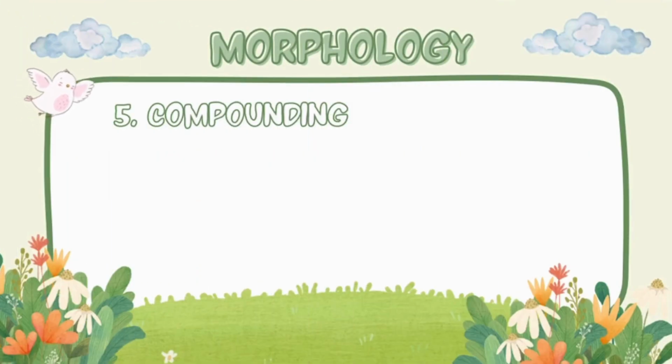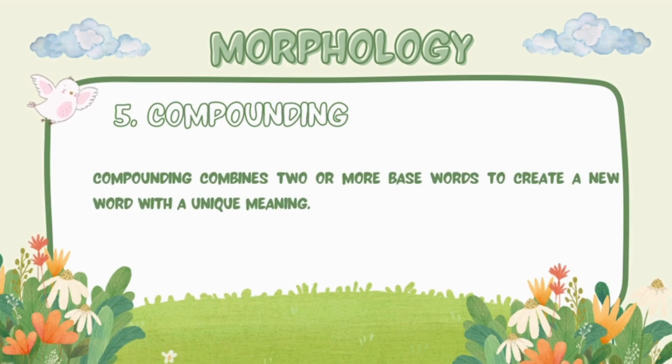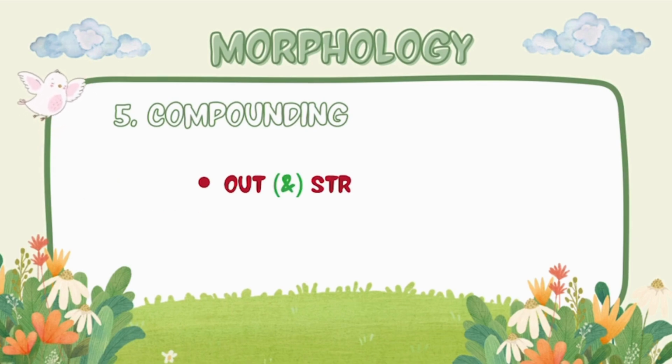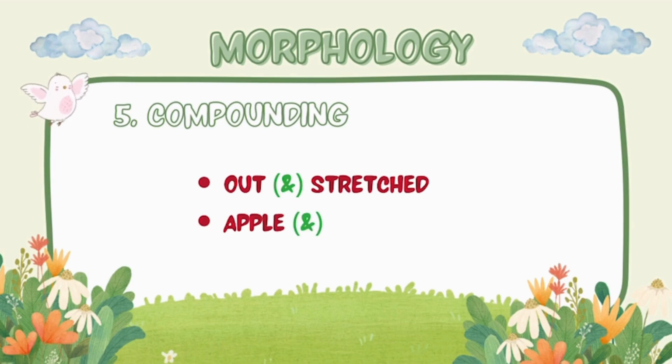Let's move on to compounding. Compounding combines two or more base words to form a new word with a unique meaning. For example, "outstretched" combines "out" and "stretched" to describe the foe lying fully extended. "Apple bright" pairs "apple" and "bright" to symbolize a tempting yet poisonous fruit of the speaker's anger.